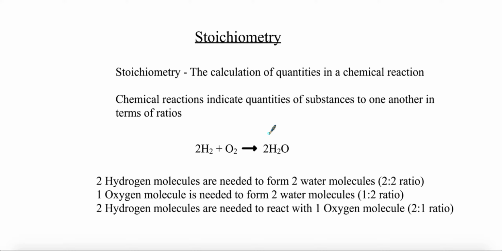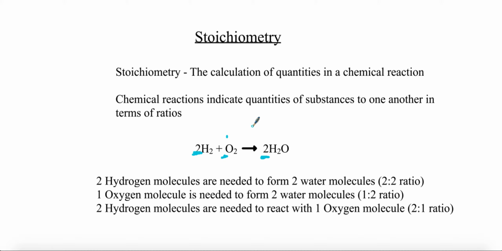There's a 2 to 2 ratio of hydrogen to water. 1 oxygen molecule is needed to form 2 water molecules, so there's a 1 to 2 ratio there. And 2 hydrogen molecules have to react with 1 oxygen molecule, so it's a 2 to 1 ratio. These are all the ratios coming from the coefficients of our reaction: 2, 1, and 2.